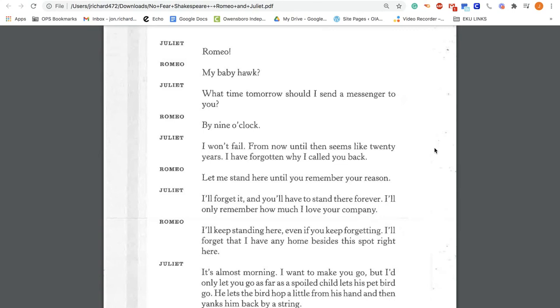Romeo. My baby hawk? So that's alluding back to the falconers, if you didn't know what a falconer was. They're the people that catch the birds on their hand.